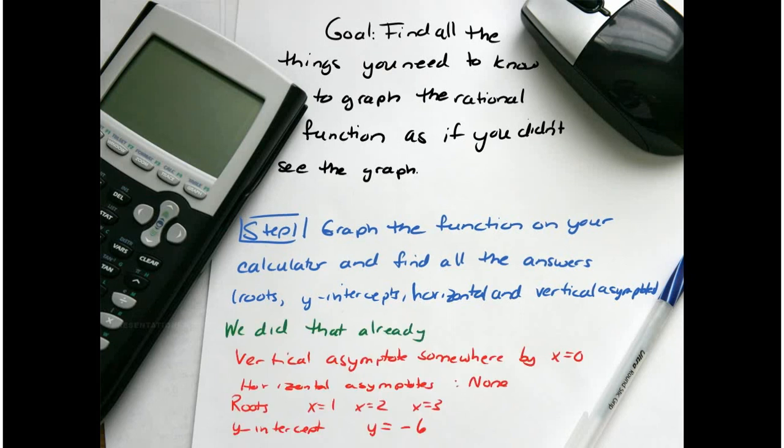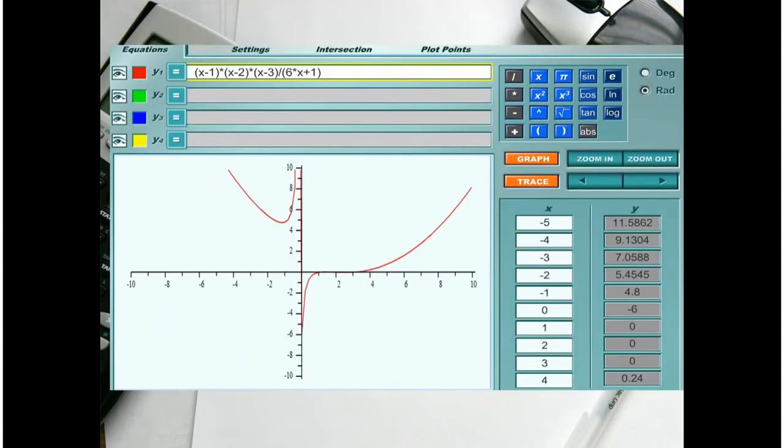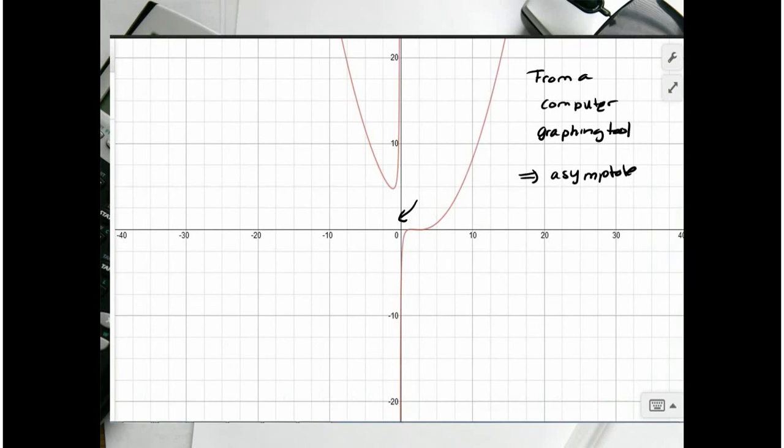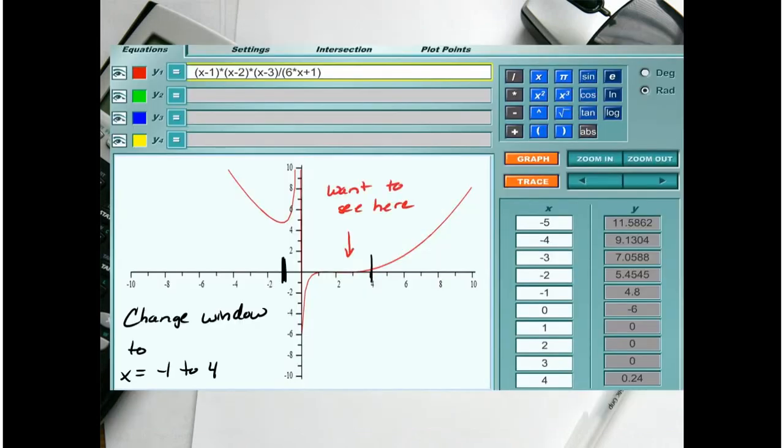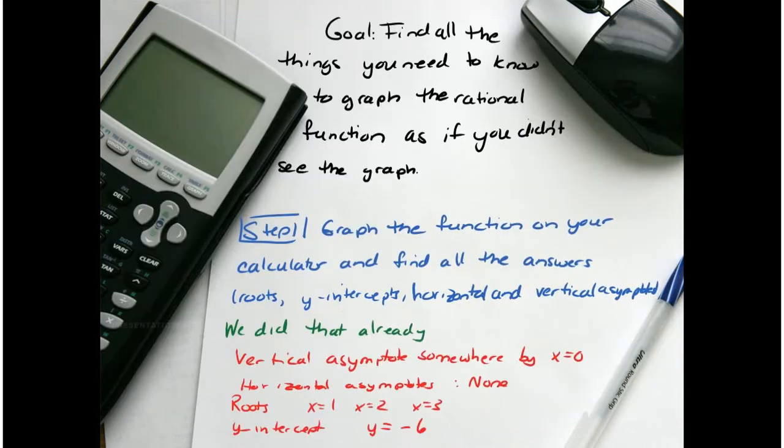And we did this already. The vertical asymptote is somewhere by x equals 0. I can't quite see where it is. The horizontal asymptotes are none. How do I know that? Well, as I said before, from the Desmos, you can see that horizontally, as I flatten out to -infinity and +infinity, the graph is not flattening with me. It's going up to +infinity on both sides as the graph stretches out in both directions. It would have a horizontal asymptote if it flattened out as we went out in both directions. So there are no horizontal asymptotes. There's a vertical asymptote somewhere by x equals 0. The roots are x equals 1, 2, and 3. The y-intercept is -6.